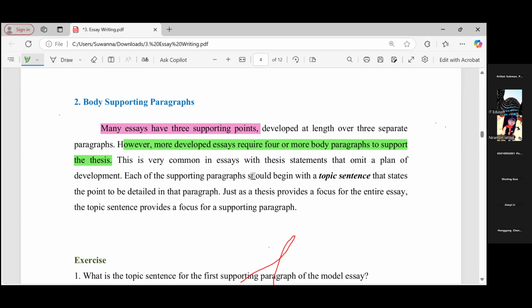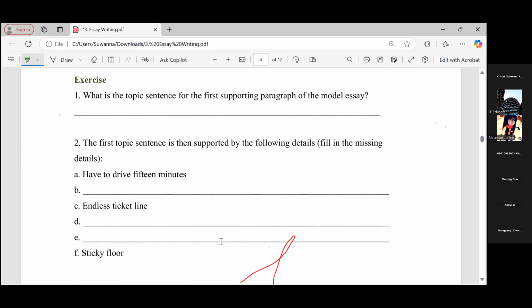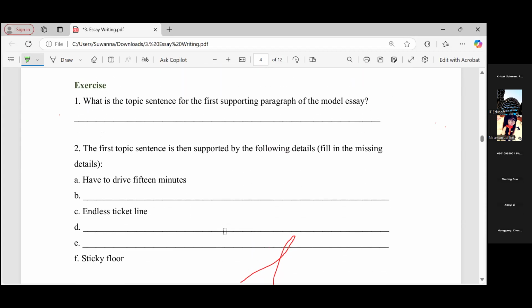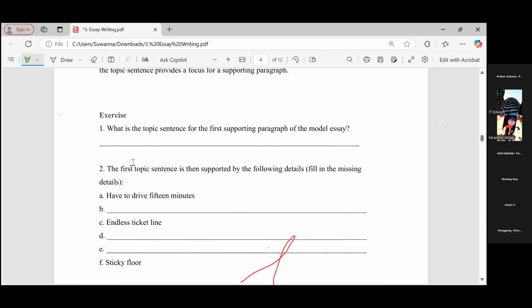Each of the supporting paragraphs should begin with a topic sentence. So you see, the rule and the standard for writing a paragraph is pretty much the same. Each paragraph should begin with a topic sentence that states the point to be detailed in that paragraph. All right, guys, can you take a look at this exercise and complete it for me?